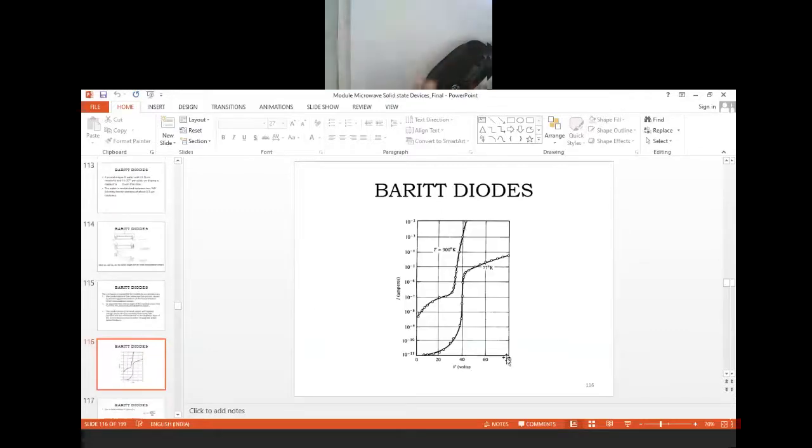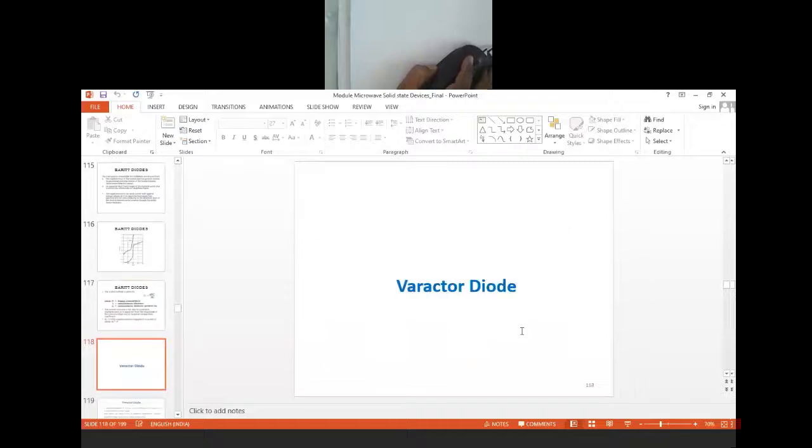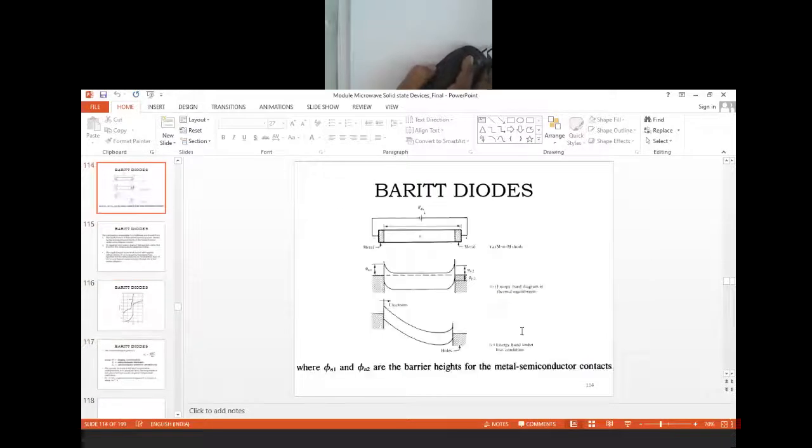Okay. So if you consider that the N type is used, above that voltage the carrier injection takes place. And in that case, when we apply the bias, current increases. That is not due to avalanche multiplication; it is due to the temperature coefficient of this particular device. So as temperature increases, there is a rapid increase in the current value. Okay, that is nothing but a barrier diode.